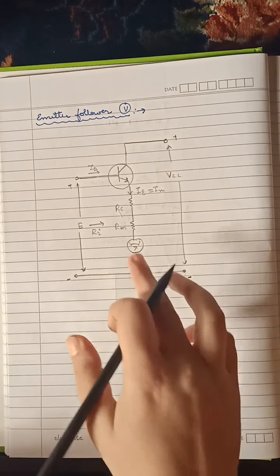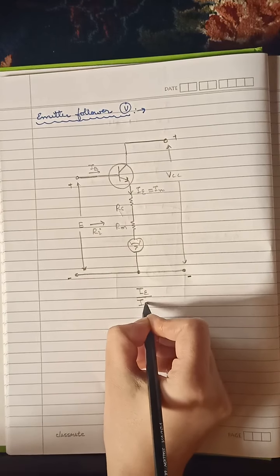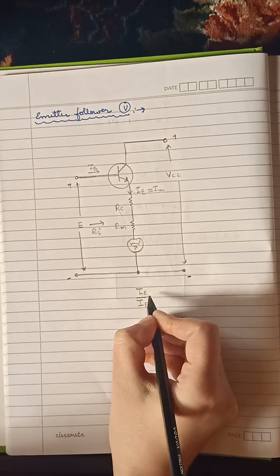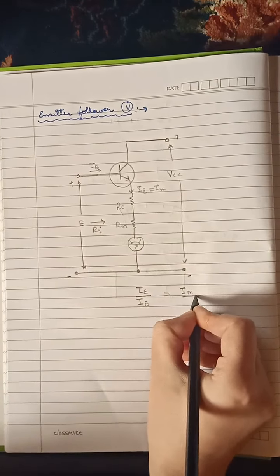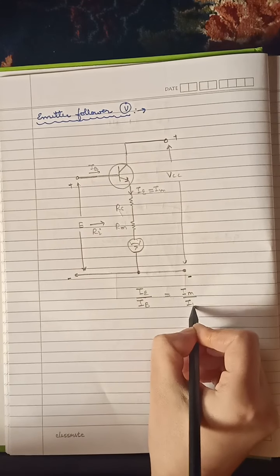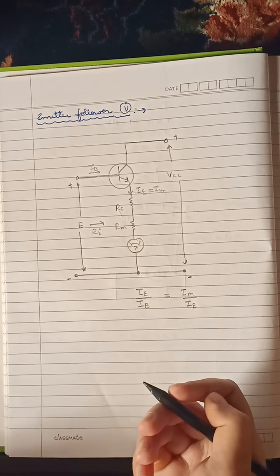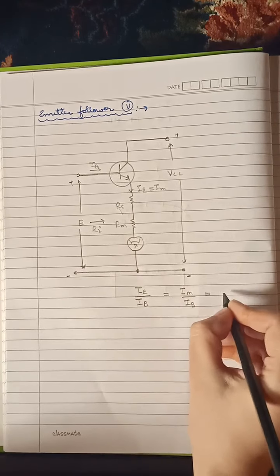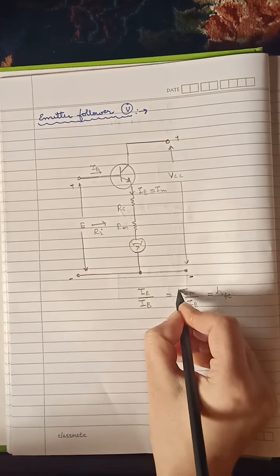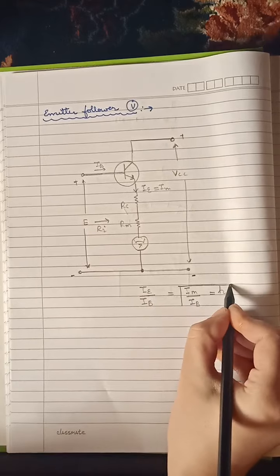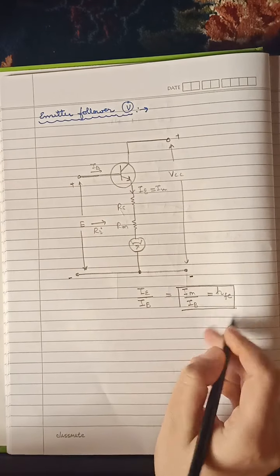That amplification of the current is provided by the ratio of the output current to the input current. Output current is IE, which we have already said is equal to IM, and the input current is IB. So this is the current amplification factor. Usually it is represented in terms of beta, but here we are going to represent it in terms of H parameters. So we take this term as HFE. The current amplification factor provided here is this value.